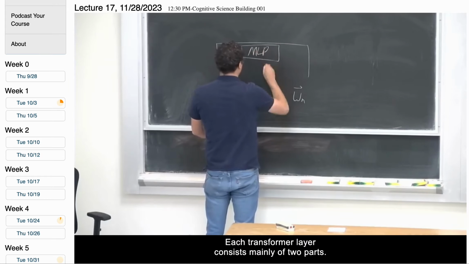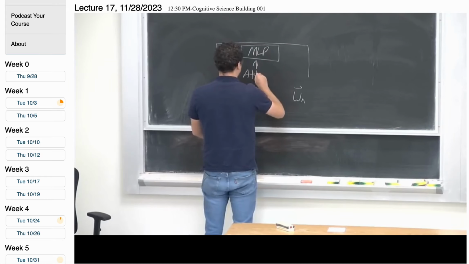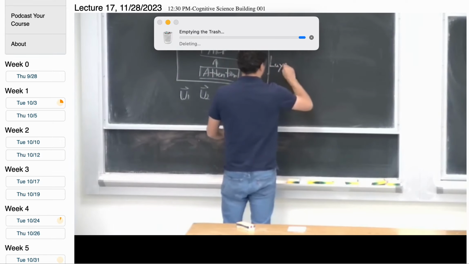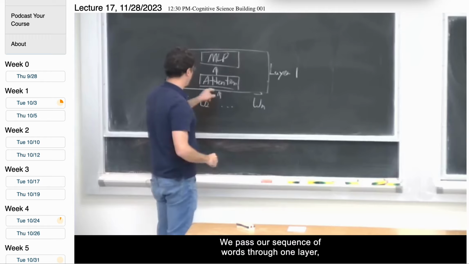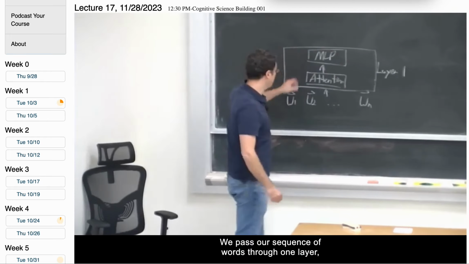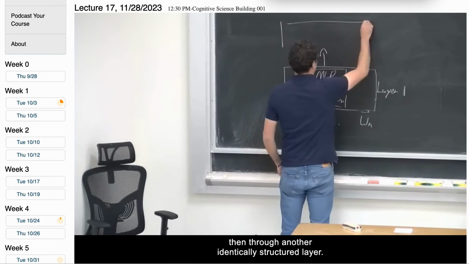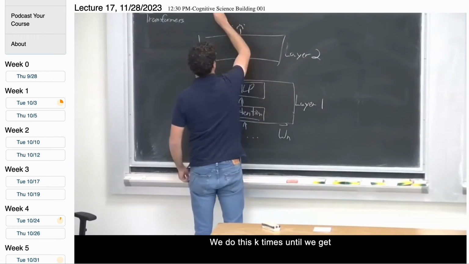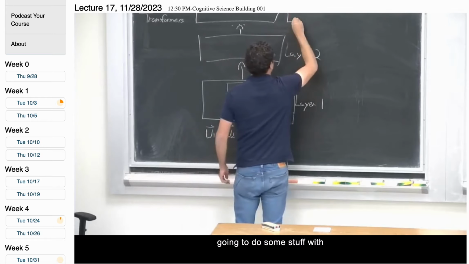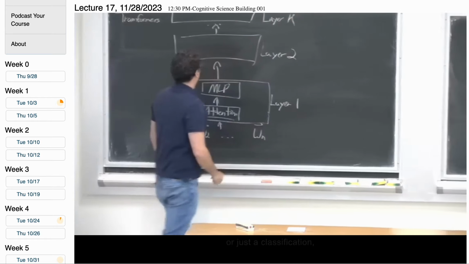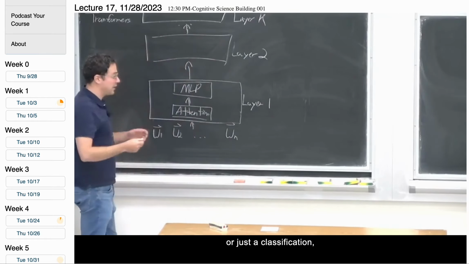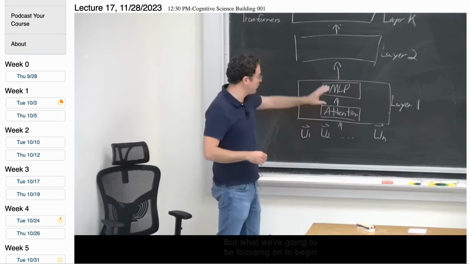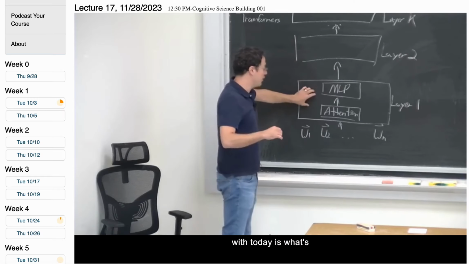Each transformer layer consists mainly of two parts. So we pass our sequence of words through one layer, then through another identically structured layer. And we do this k times until we get to the final output layer, where we're going to do some stuff with it, like predict the next word, or do a sequence-level classification, like what type of document is this. We'll talk more about what happens after we're done with the final layer. But what we're going to be focusing on to begin with today is what's happening inside of each individual layer.